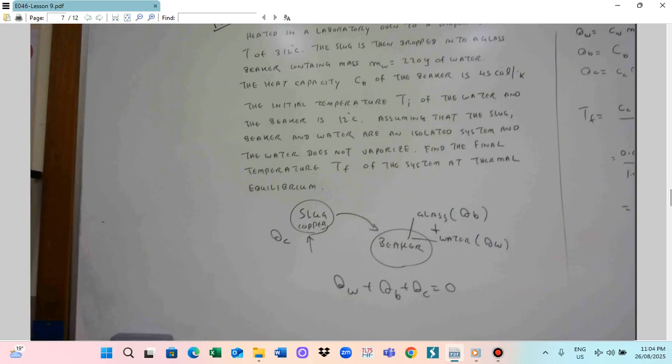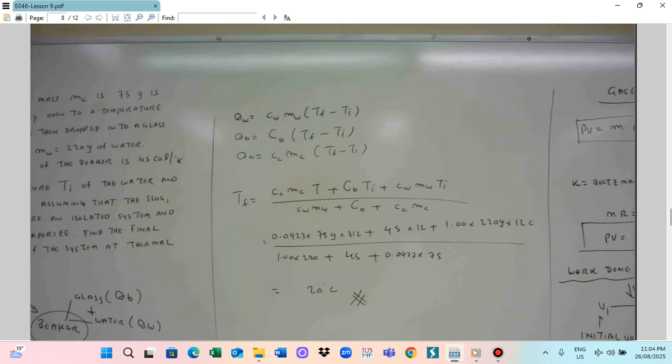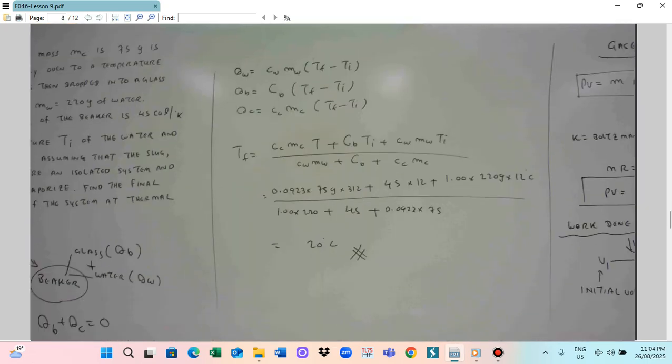Therefore, the slab is QC, the beaker, which is glass, is QB, and the water is QW. So we can write down the equation QW plus QB plus QC is equal to 0. Therefore we can write down QW: QW is equal to CW, MW, and TS minus TI.